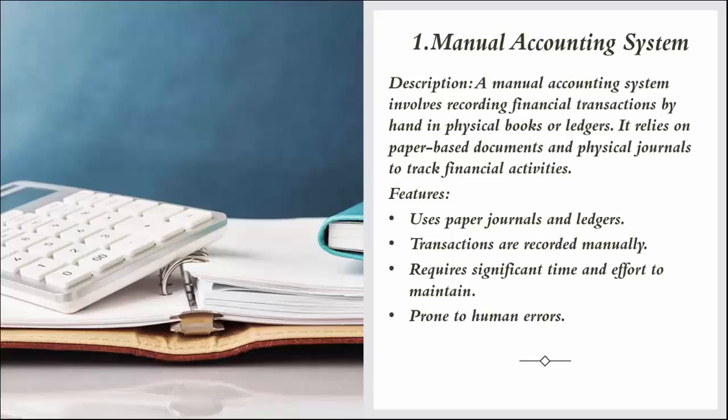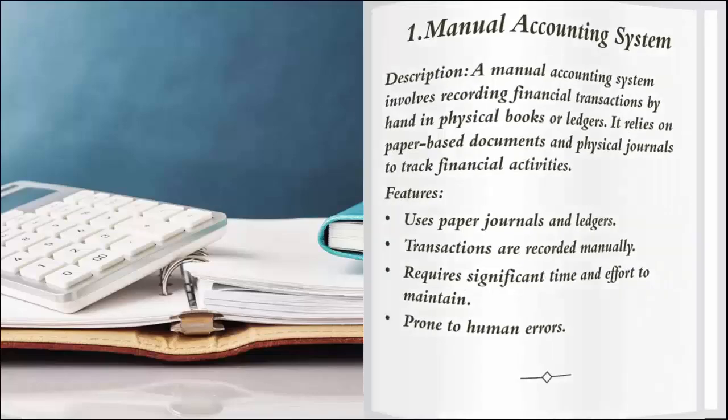1. Manual accounting system. Description. A manual accounting system involves recording financial transactions by hand in physical books or ledgers. It relies on paper-based documents and physical journals to track financial activities. Features. Uses paper journals and ledgers. Transactions are recorded manually. Requires significant time and effort to maintain. Prone to human errors.